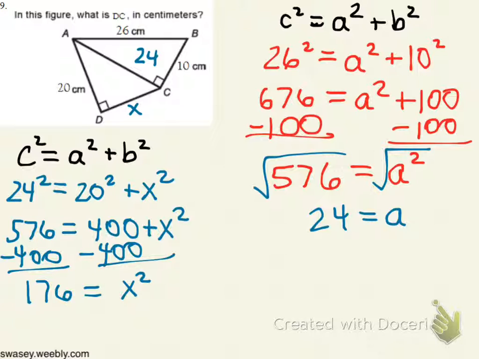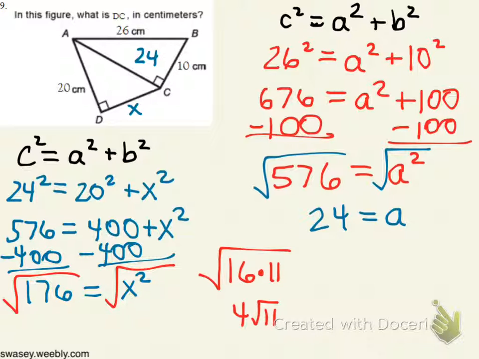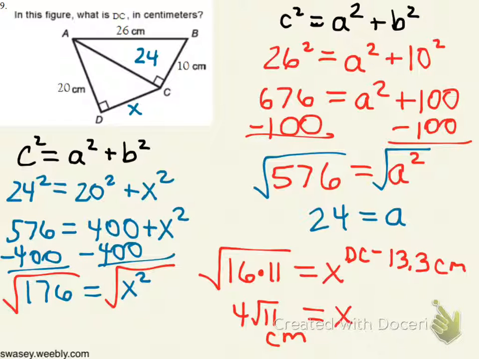Square root both sides. If you want, you can write it as 16 times 11, which would be 4 root 11 for your exact answer. And of course that's centimeters. And then we can go to our calculator for a decimal approximation and get about 13.3 centimeters. And of course that's the distance from D to C, approximately equal to.